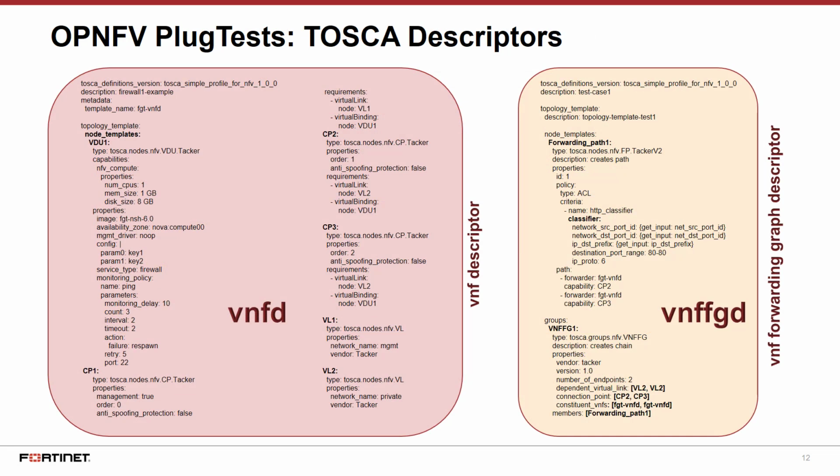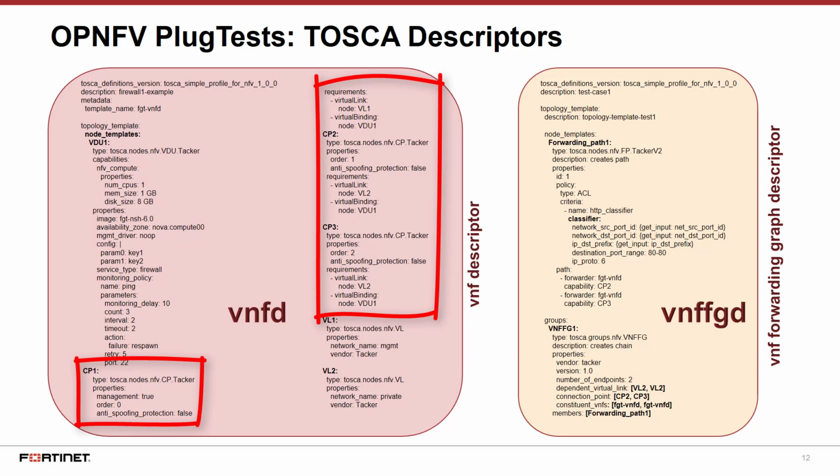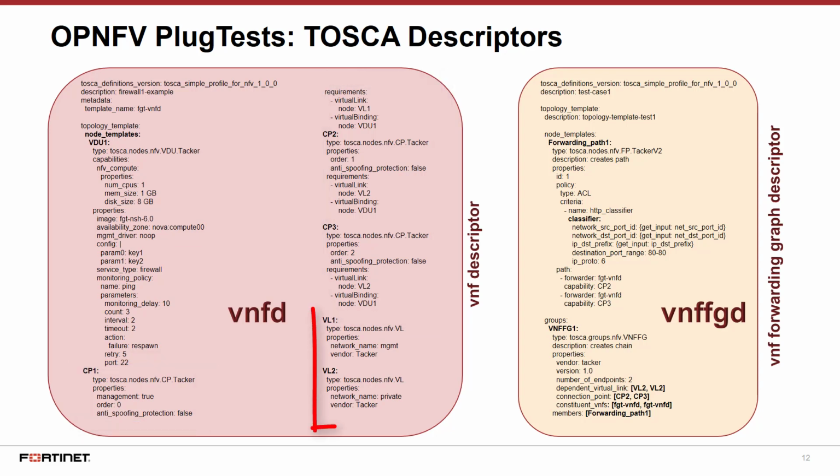And finally, we're going to have a look at the descriptors that make this possible. Tacker uses these TOSCA specifications to orchestrate what the user wants to do. So the BNFD shows typical capabilities of a BNF, such as the number of CPUs, the memory, disk, and more importantly, the connection points to the different networks, as shown in CP1, CP2, and CP3. The virtual links indicated by VL1 and VL2 represent the networks that the BNF interacts with.